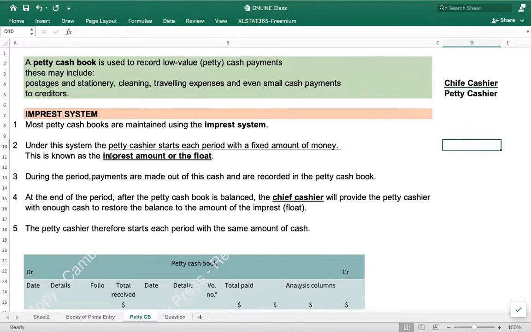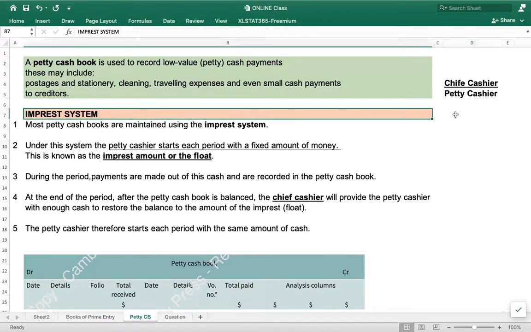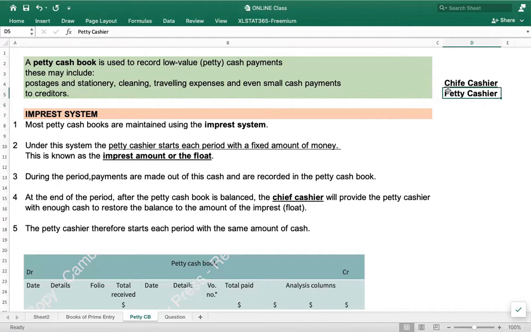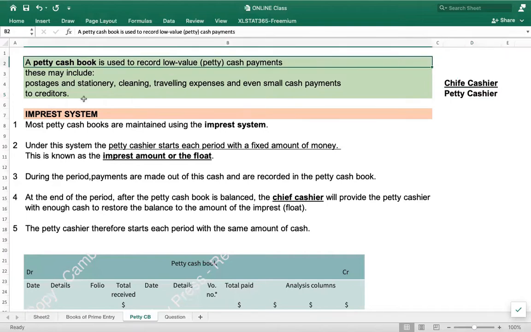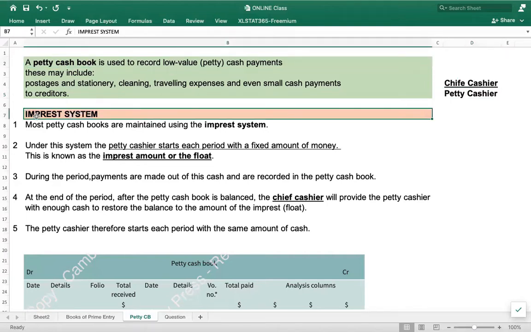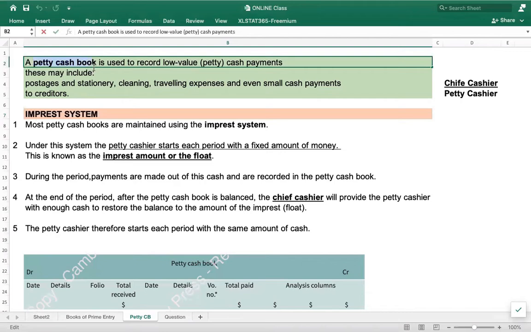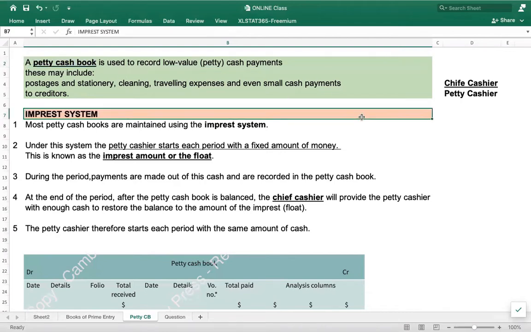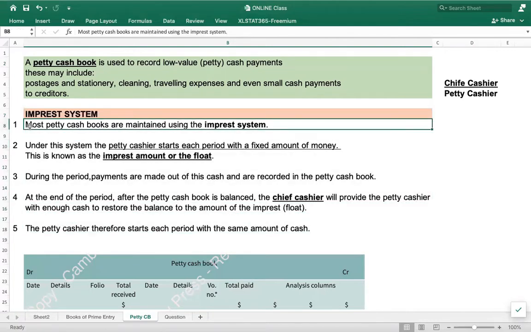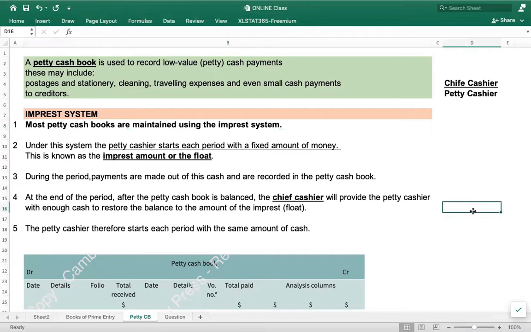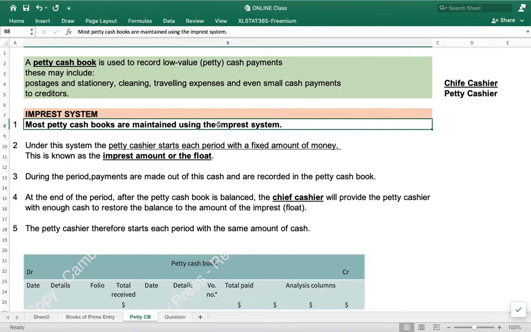Now the petty cashier will record those small payments in a book, and that book is known as the petty cash book. And that book is usually maintained under which system? The Imprest system. There is one system called the Imprest system. Using this system, the petty cashier will maintain the petty cash book. Now, what is this Imprest system? That we need to understand. Most petty cash books are maintained using the Imprest system.